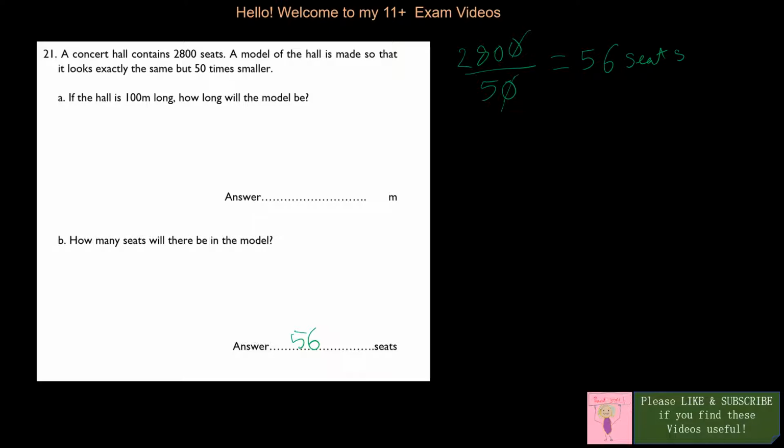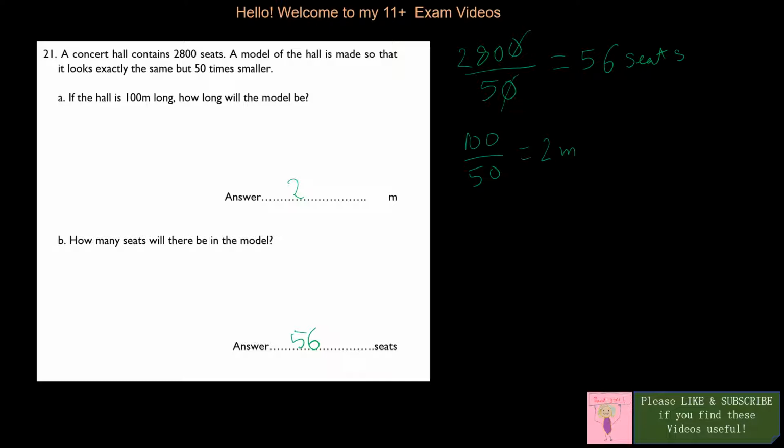So the first part is, if the hall is 100 meters long, how long will the model be? 100 meters, because it is 50 times smaller, is 2 meters. So I think that's your answer. Sorry, there's no need to write meter. So I hope I got this correct. It looks too easy to me now.